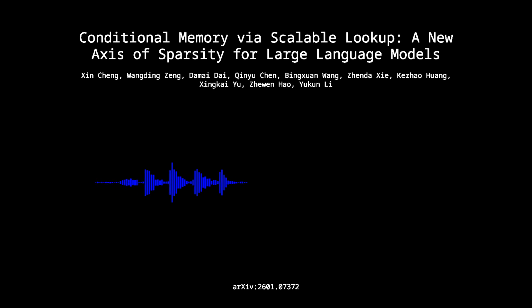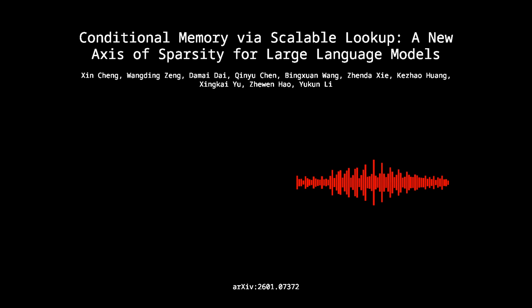The hypothesis is that by offloading all that early layer static reconstruction to Engram, you free up those layers to start working on the high-level compositional reasoning much, much sooner. So you're essentially getting more functional depth out of the same number of layers. How did they prove that?